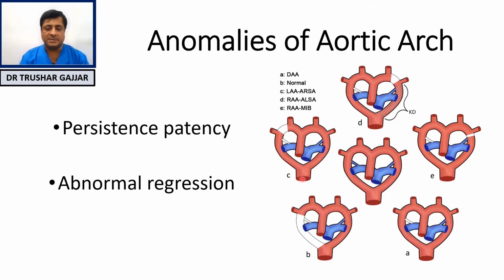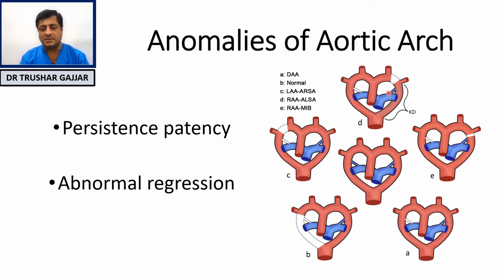If you see this picture, the portion of the right fourth arch disappeared between the right 7th intersegmental artery and the right internal carotid artery. That leads to the formation of an anomaly called left aortic arch with anomalous origin of the right subclavian artery from the descending aorta.